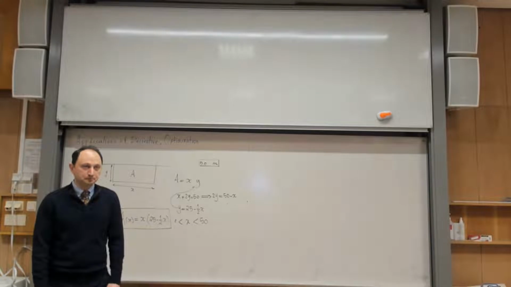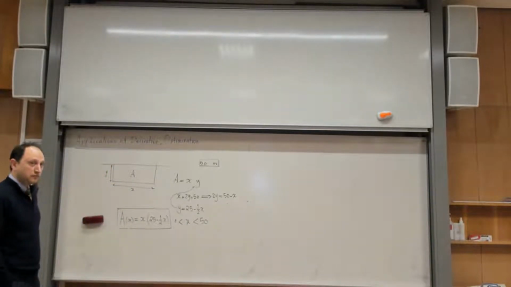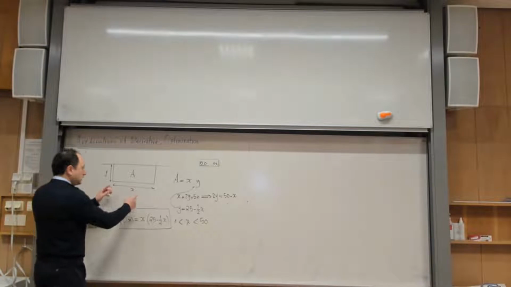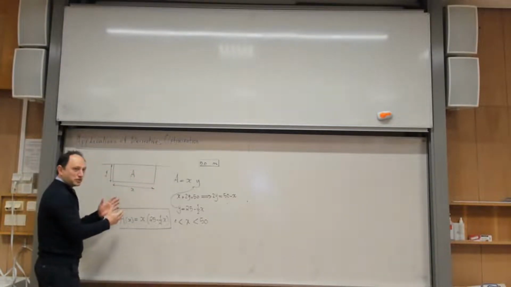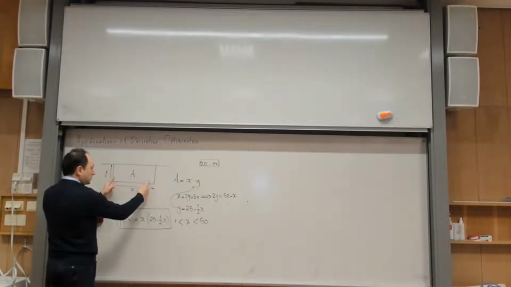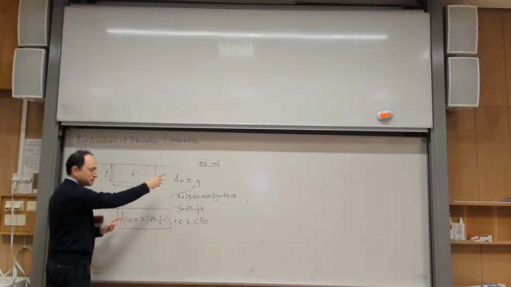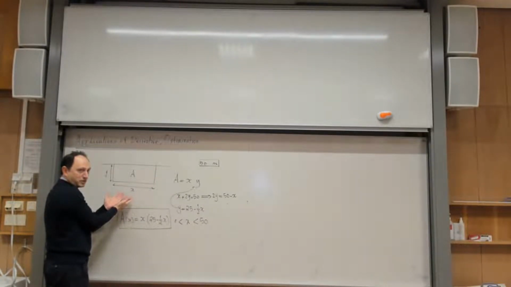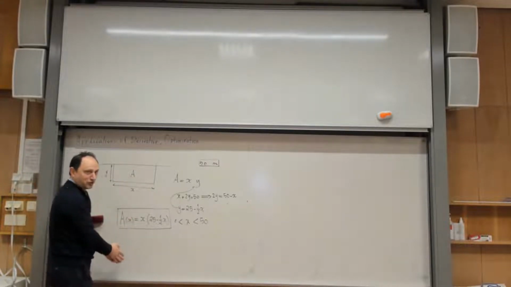Is it a coincidence that x is less than 50 and 50 is equal to the total length? No, that's exactly because of the problem. Imagine some extreme cases. You can make it smaller, but you make it longer because you want to use all the fence. But you cannot make it negative because negative doesn't make sense, and 0 doesn't make sense. If you make it 0, it means that you have one single line. There is no garden.